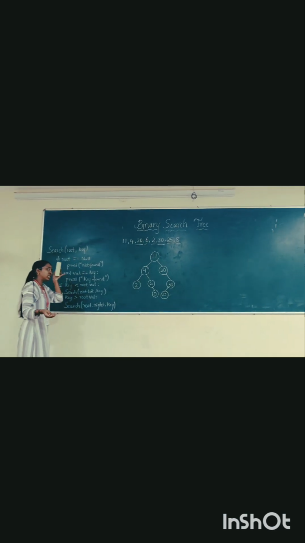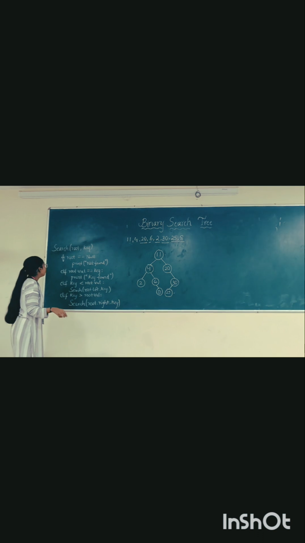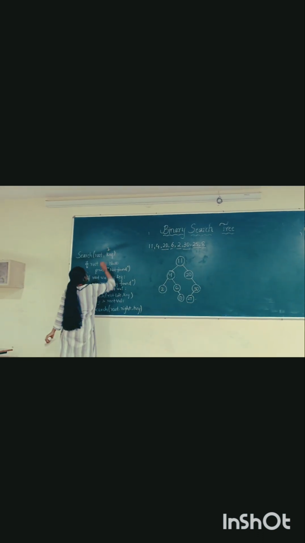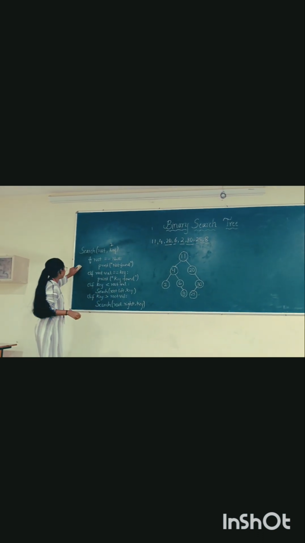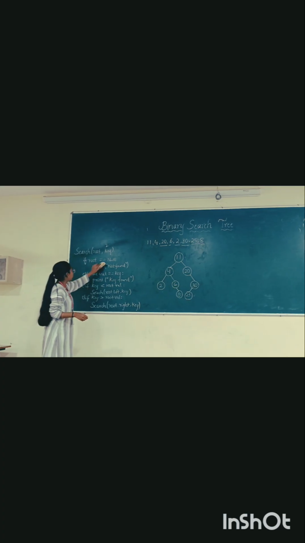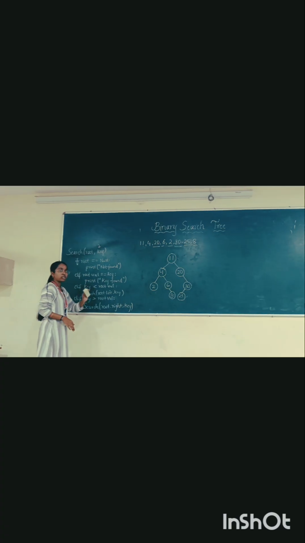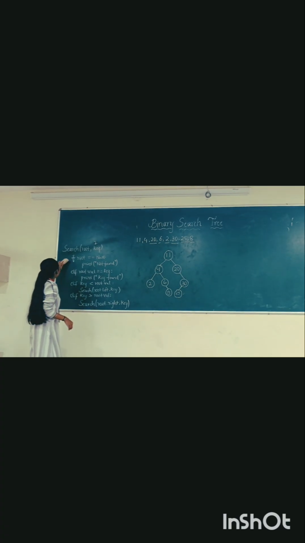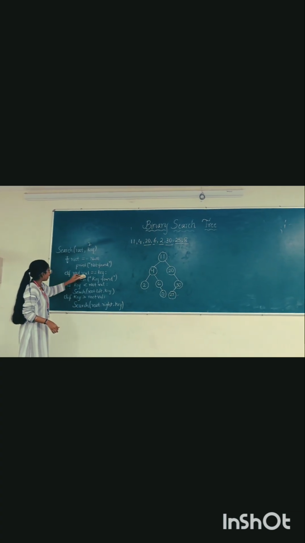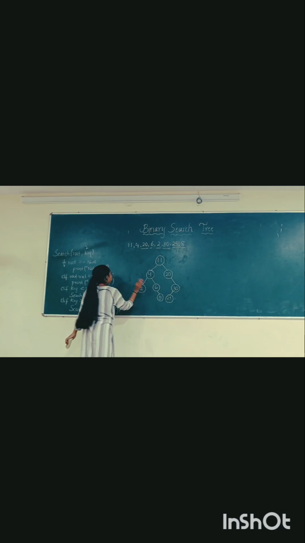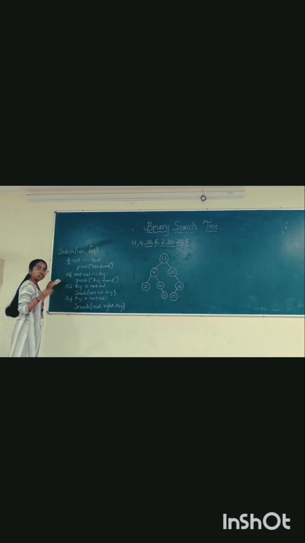Now let us take another example, with the key to be searched as 2. Again we'll go into the function. We'll check whether root equal to null. No, the given root is not equal to null. We'll go to the next condition. Root dot value equal to key. Is 11 equal to key value 2? No. Again, we'll check two conditions.